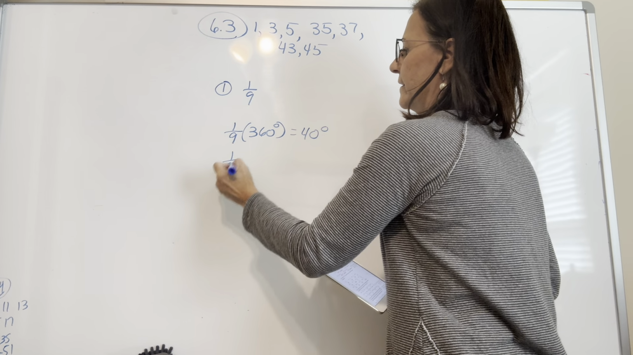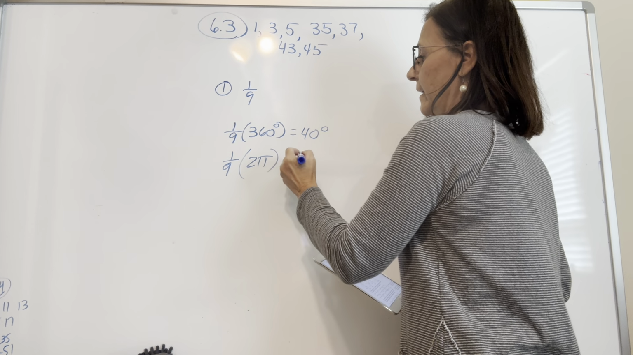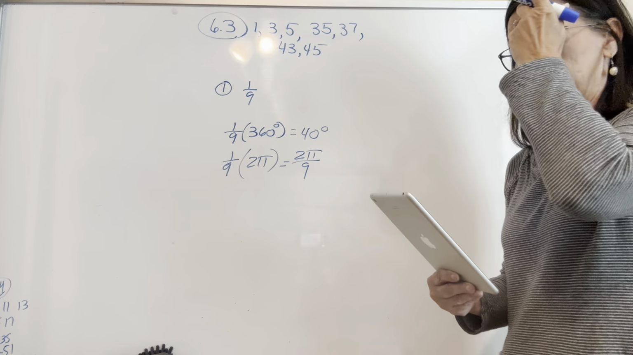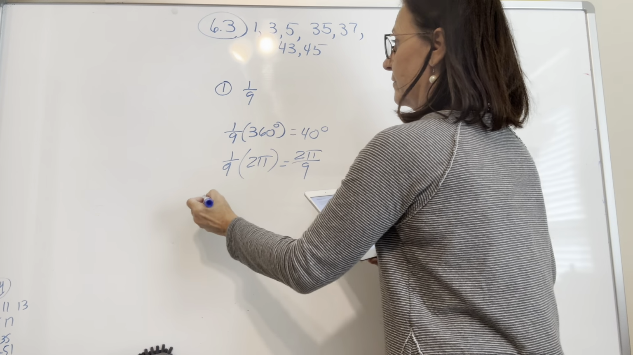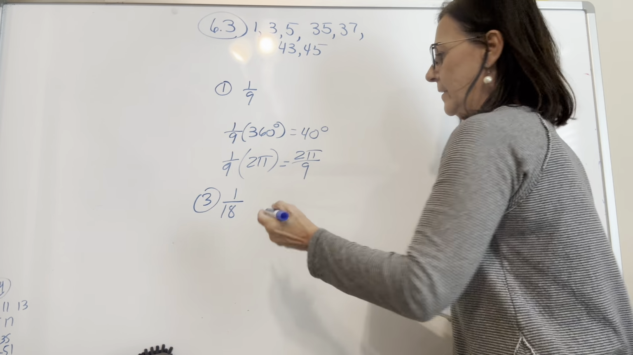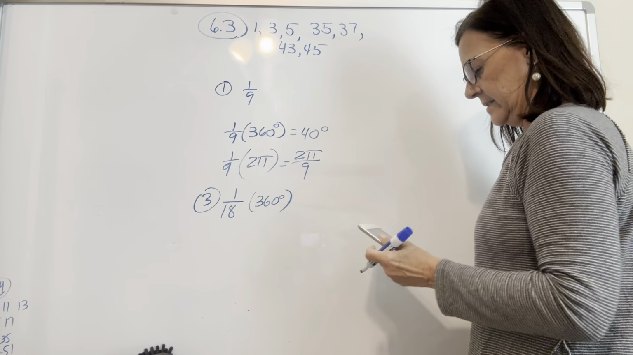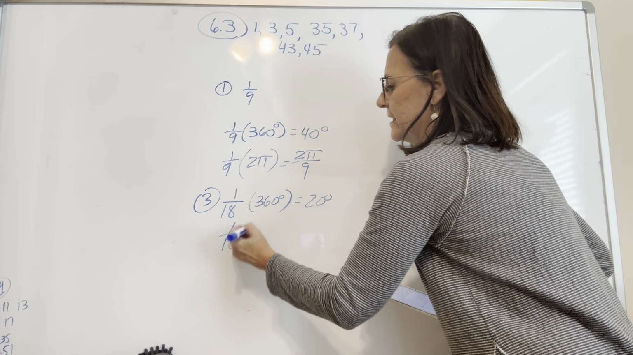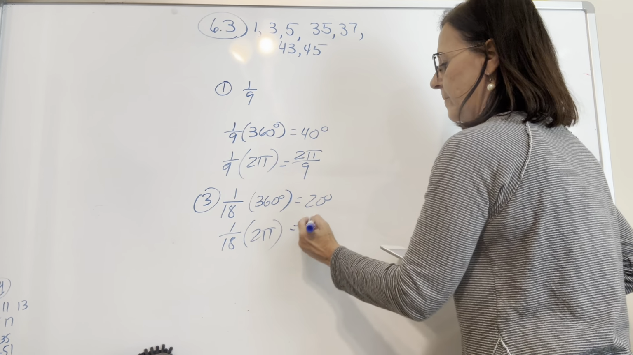And 1/9 in radians, all the way around is 2 pi, so it equals 2 pi over 9 radians. All right, the same for 3. For 3, they want 1/18 of a circle. You just take 1/18 times 360 degrees. That's 20 degrees. And 1/18 in radians, that's just pi over 9.